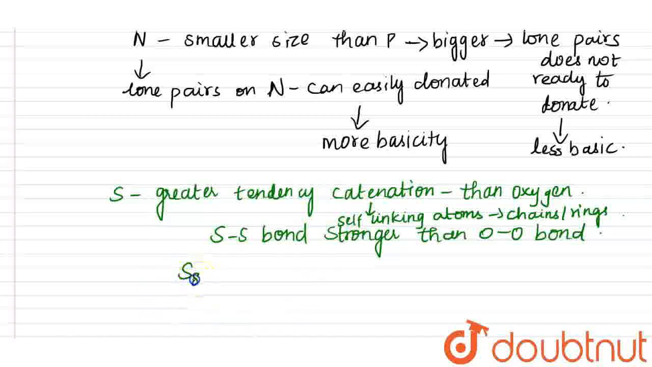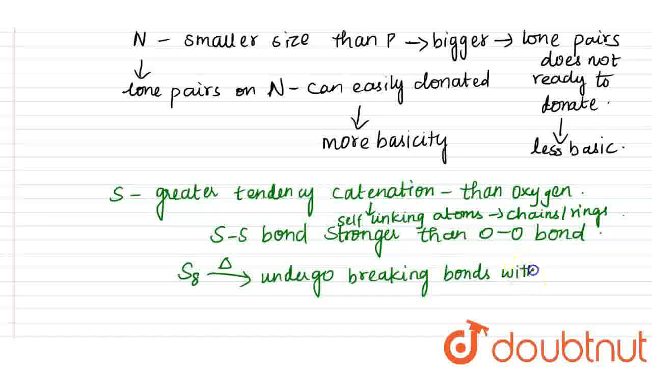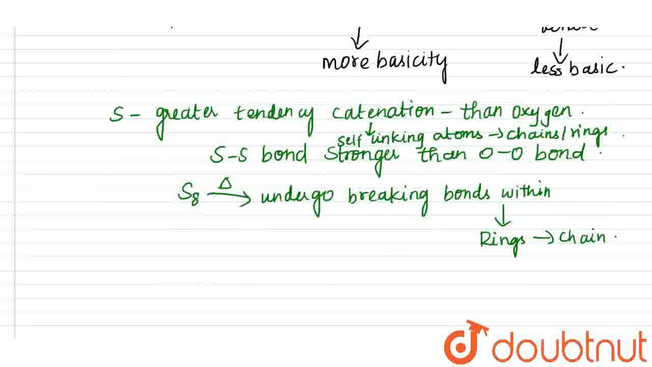For example, S8 is a naturally occurring molecule which, when heated, can undergo some transformations, like breaking of bonds within itself and forming a ring to chain compound. This is the reason why sulfur has a greater tendency for catenation than oxygen, because it has a stronger bond. That makes it have the catenation property.